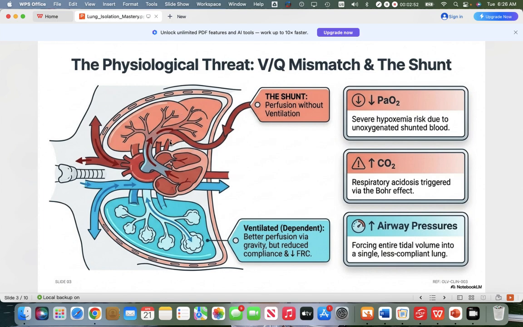While the non-dependent lung, the shunt lung, has perfusion without ventilation, decreased PaO2, and severe hypoxemia risk due to unoxygenated shunted blood, and the PaCO2 is increased. Respiratory distress regarding the Bohr effect.